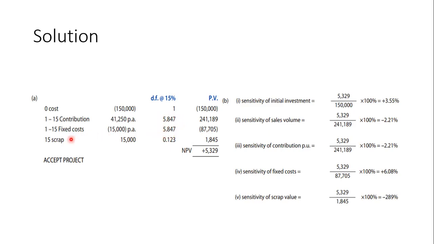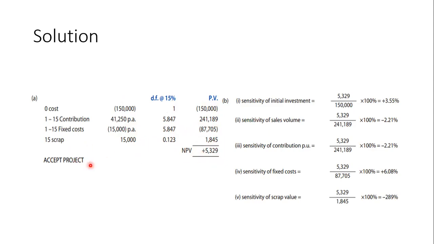And at the end of the project, at the end of the 15th year, we're going to scrap the equipment for 15,000. So that comes in. So this happens only in year 15. And so you calculate the discount factor of 15% for the 15th year. That gives you 0.123. So these are your discount factors. You multiply by your cash flows, and that gives you your present values. Once you are done, you compute your net present value by adding up all your present values. And thus, there's a positive NPV. Obviously, we'll go ahead with the project.